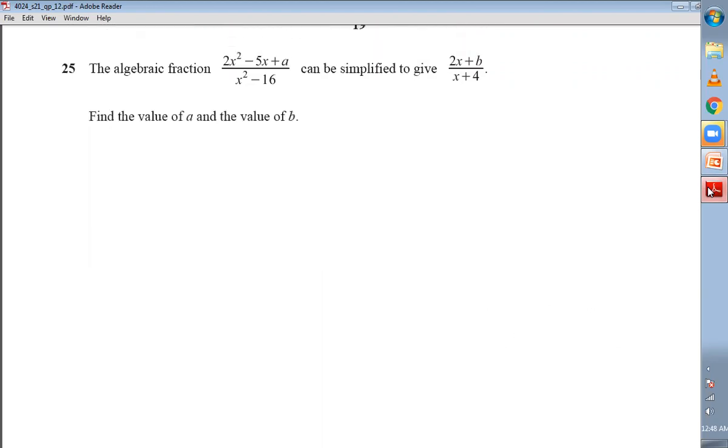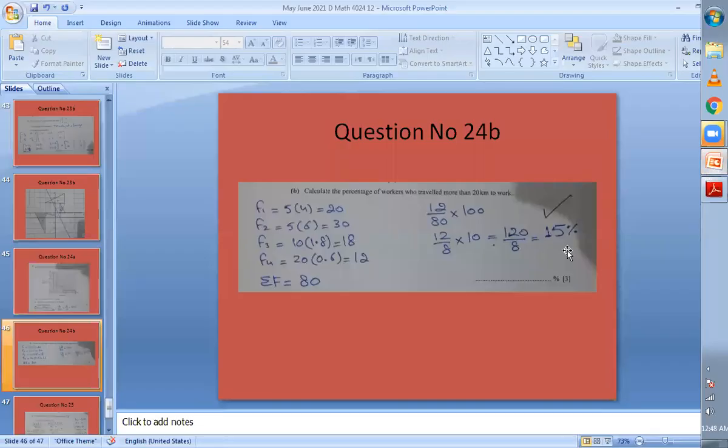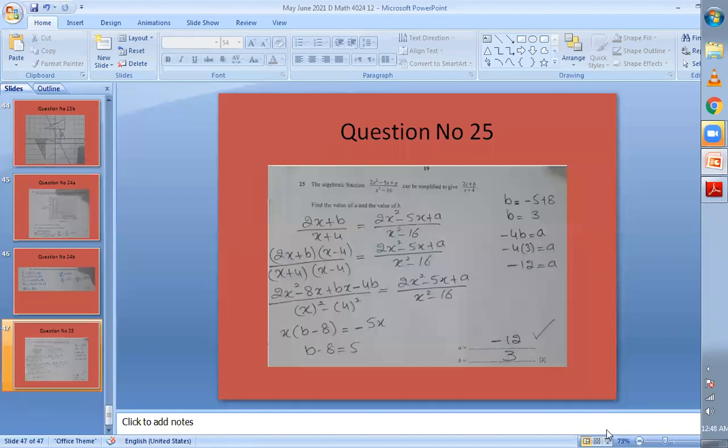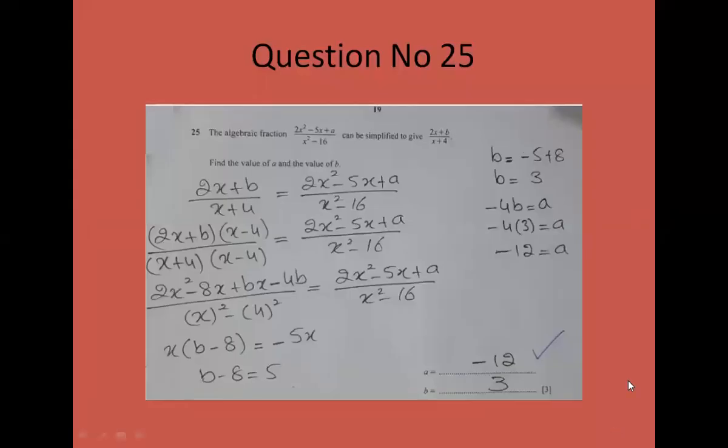So let me show you how I have done this. Try to understand, okay? They said that this is equal to this because you can simplify this into this form. So I wrote (2x plus b) divided by (x plus 4) is equal to (2x squared minus 5x plus a) divided by (x squared minus 16). Because this has been simplified, I can make these denominators exactly the same if I multiply here with x minus 4 and upstairs also with x minus 4. So you see here (2x plus b) into (x minus 4), and (x plus 4) into (x minus 4).